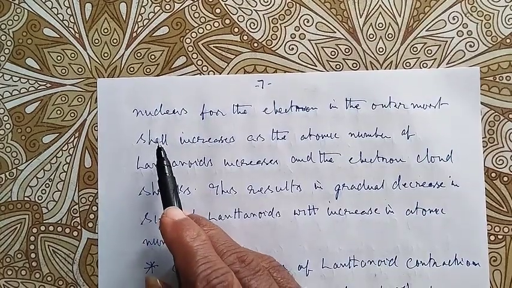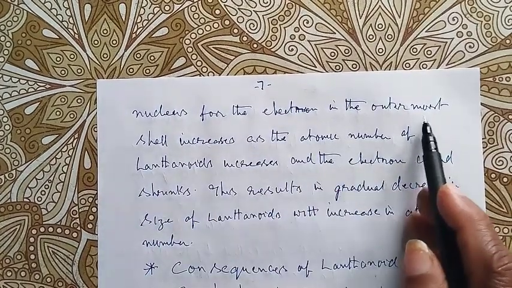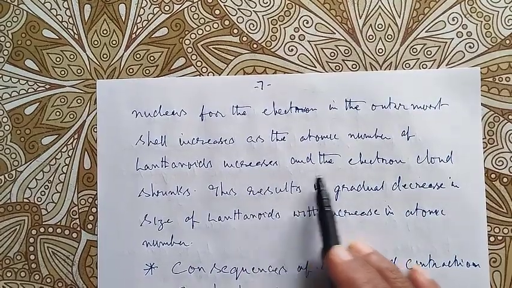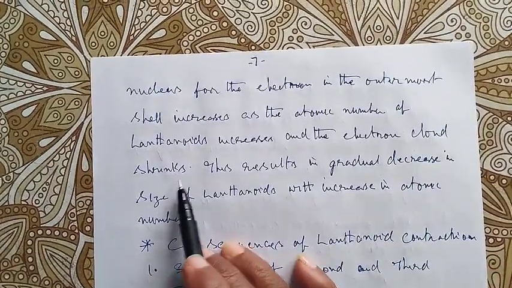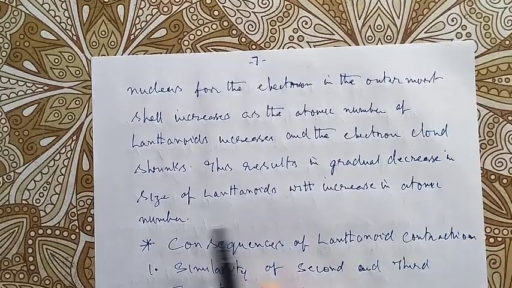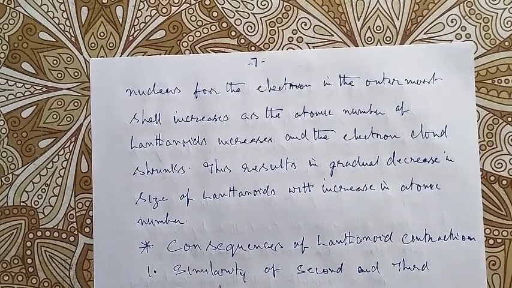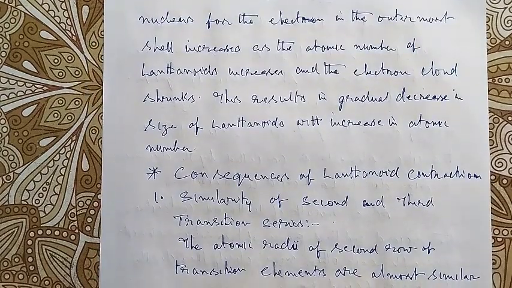Consequently, the attraction of the nucleus for the electrons in the outermost shell increases as the atomic number of lanthanides increases and the electron cloud shrinks. This results in a gradual decrease in size of the lanthanides with increase in atomic number, and hence it is referred to as lanthanoid contraction.